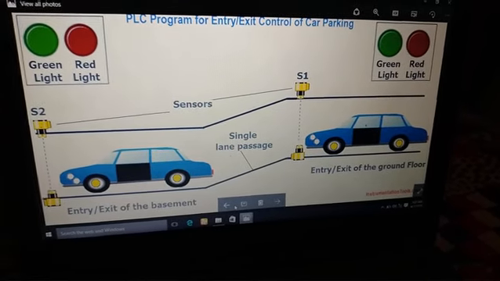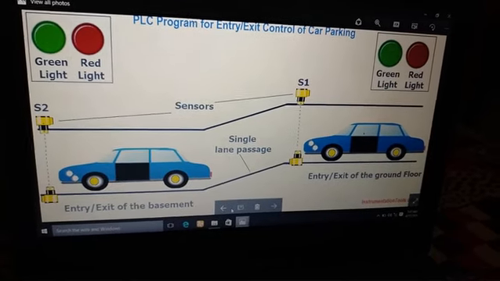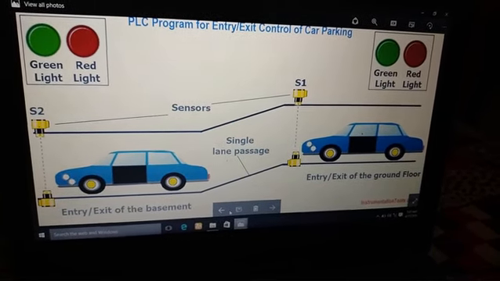Hi everyone. In today's class we are going to see a PLC program for entry and exit control of car parking.